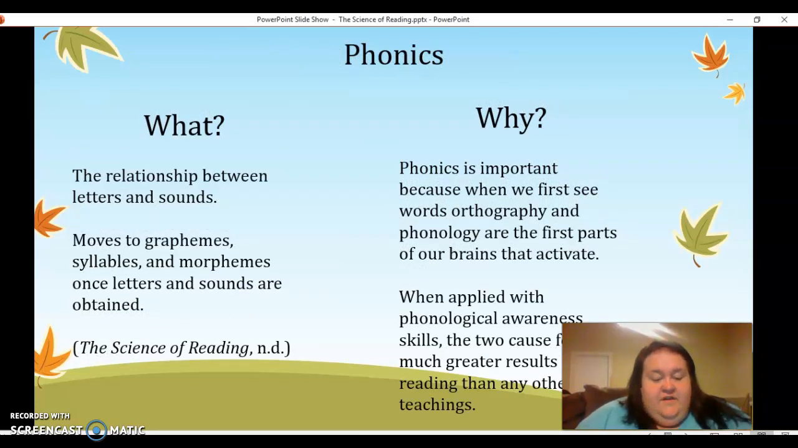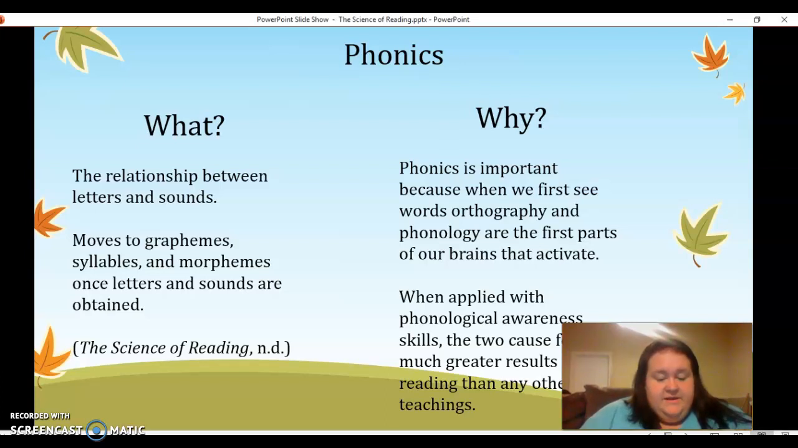Phonics. Phonics focuses on the relationship between letters and sounds. Orthographic mapping, which we will talk about later in slide 13, plays an important role in phonics. Phonics teaches graphemes, syllables, and morphemes. And phonic decoding is much more effective than just guessing words. During this stage, students can sound out words.